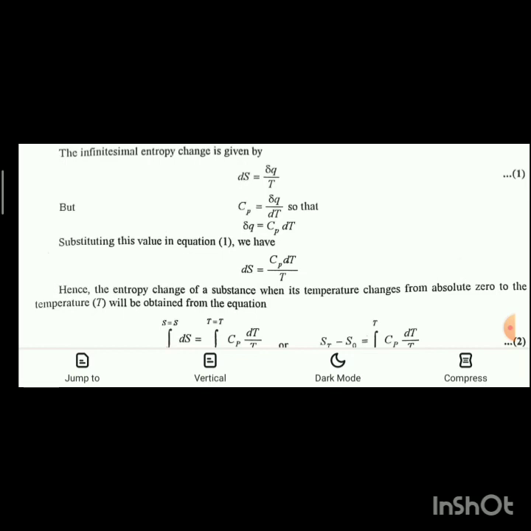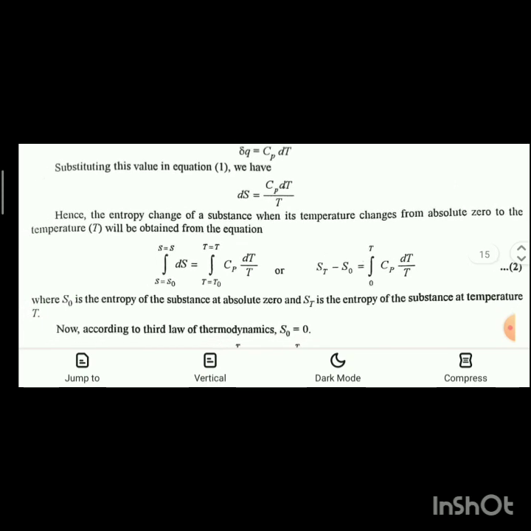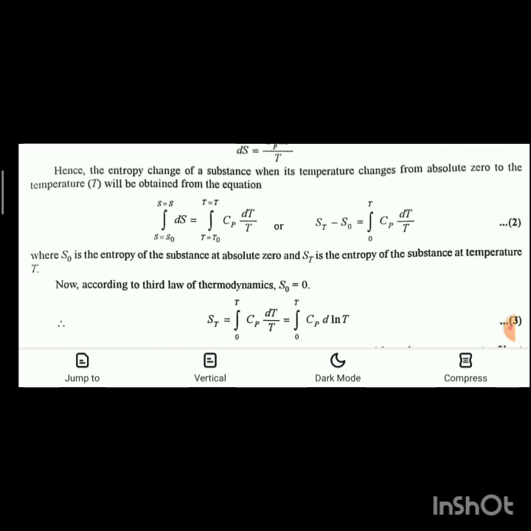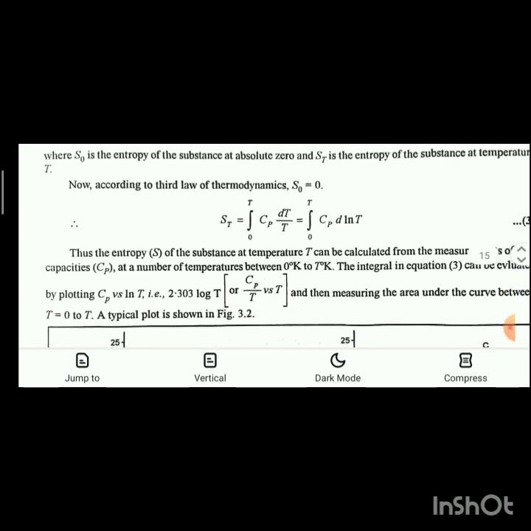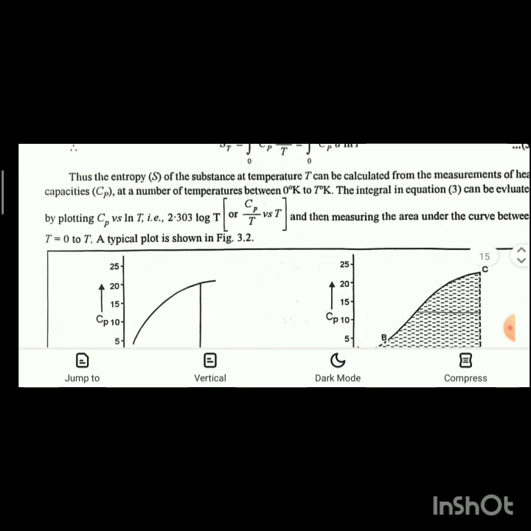Substituting these values in equation first, which is dS equals δq/T, we have dS equals Cp dT/T. Hence, the entropy change of a substance when its temperature changes from absolute 0 to the temperature T will be obtained from the equation: integral S0 to ST of dS equals integral 0 to T of Cp dT/T, or ST minus S0 equals integral 0 to T of Cp dT/T. S0 is the entropy of the substance at absolute 0, ST is the entropy of the substance at temperature T. Now, according to the third law of thermodynamics, S0 equals 0, so ST equals integral 0 to T of Cp dT/T equals integral 0 to T of Cp d ln T. Thus, the entropy S of a substance at temperature T can be calculated by measurement of heat capacities Cp at a number of temperatures between 0 Kelvin and T Kelvin.